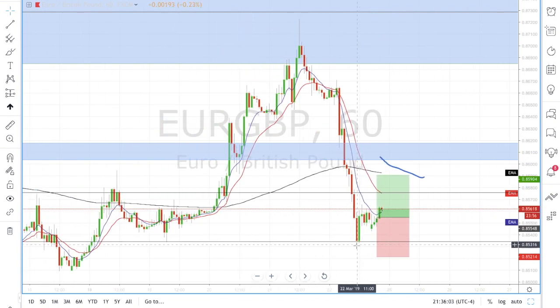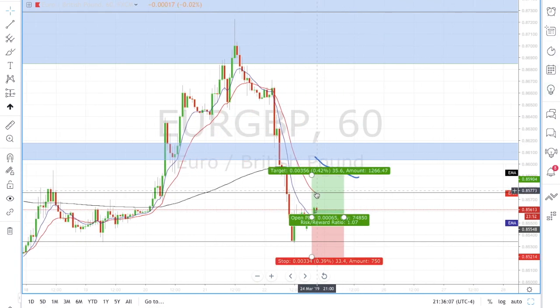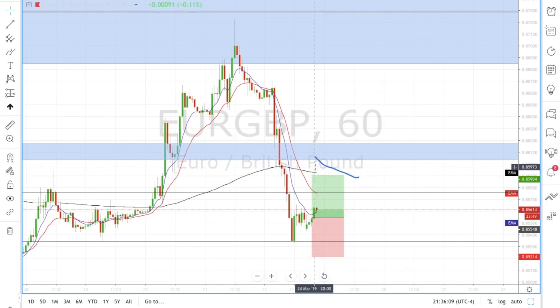So if you did want to use a stop loss, it would be below the 78 Fibonacci level. That's your best bet, and take profit is up here where it's going to retest.